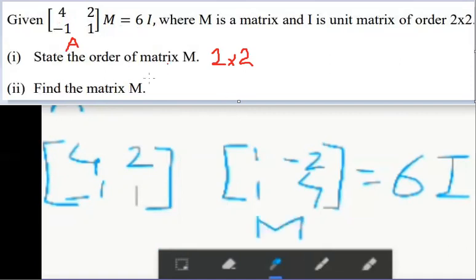So this matrix M, if I were to write my final answer, would be [1, -2; 1, 4]. This is my M, and we are done with the question.